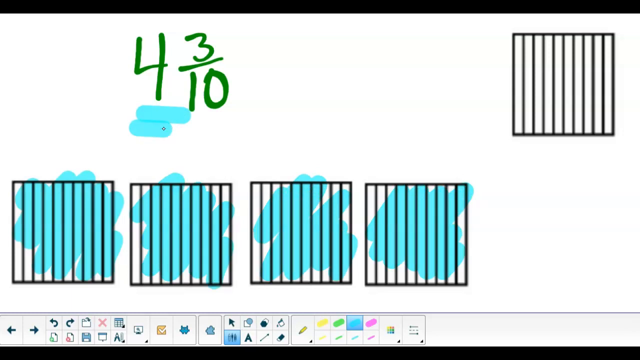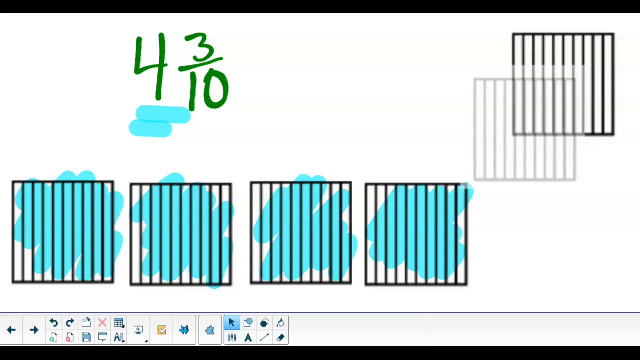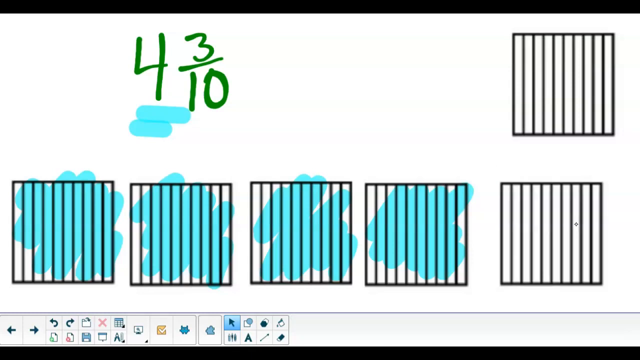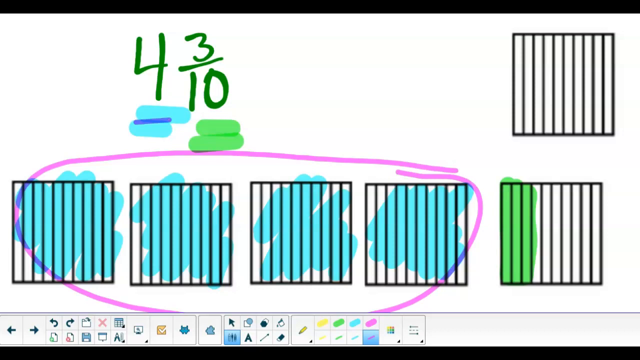Now I have to do something to represent my fraction. So I need another model. And I need to show 3 tenths because we have 4 and 3 tenths. Which goes with that. So do we agree that we have 4 and 3 tenths? Yes, 4 and 3 tenths.